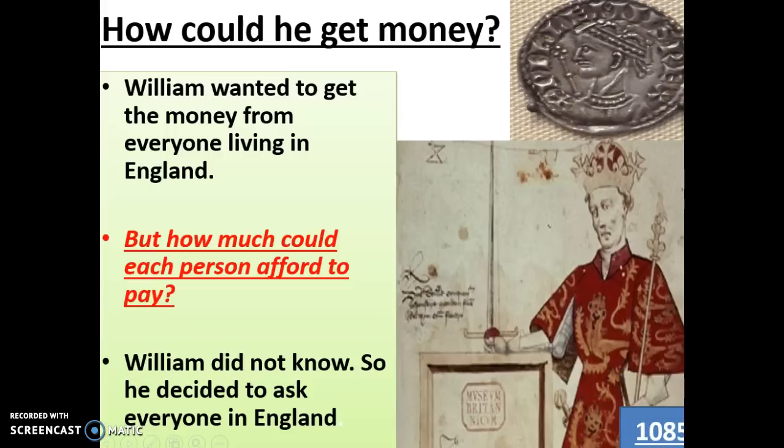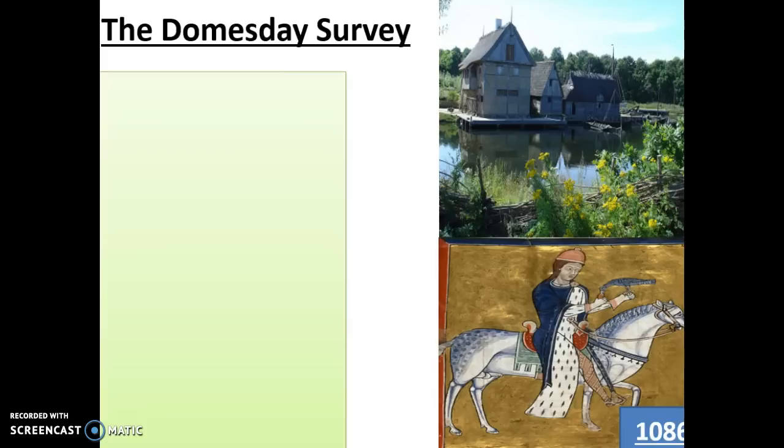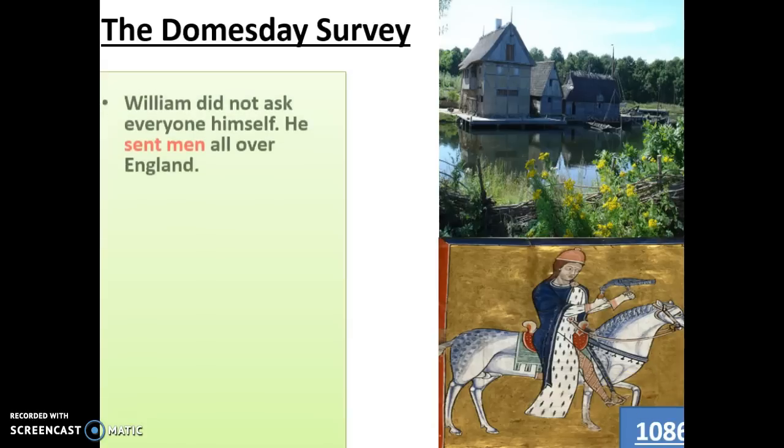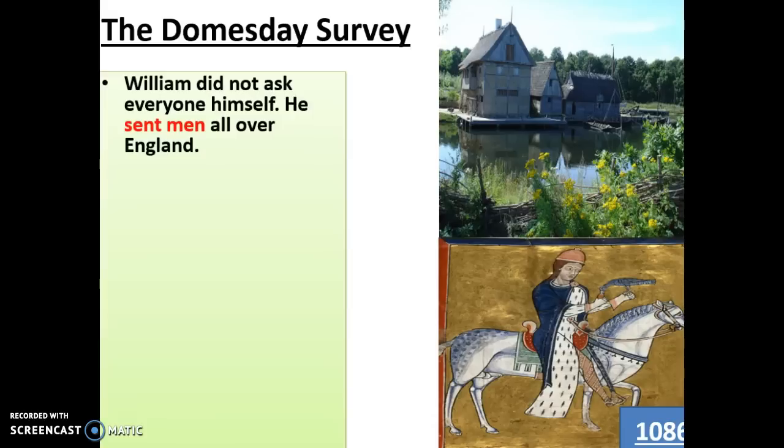In 1085, how on earth did he do that? Okay, I would like you to write down these bullet points. And this is where the Domesday survey comes in. Notice the date is a year later. Well, William wanted to ask everyone over England, but he couldn't do that himself. So instead, he sent men from all over England to go and do that. So we can see there's a rider on a horse in this picture here.